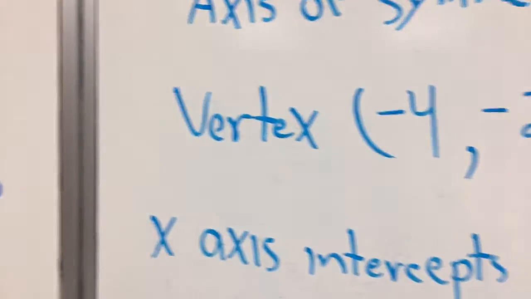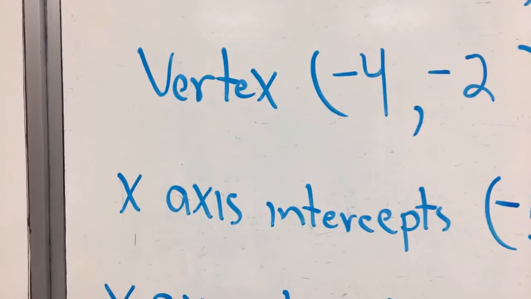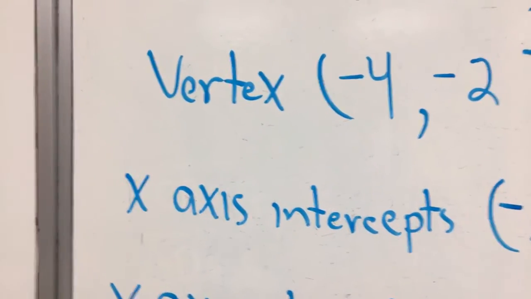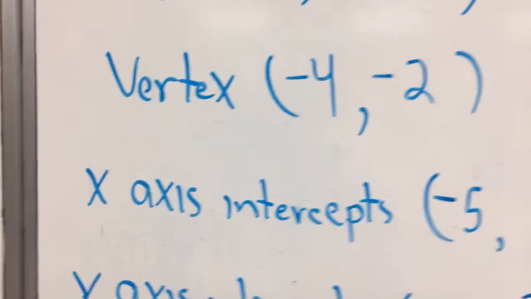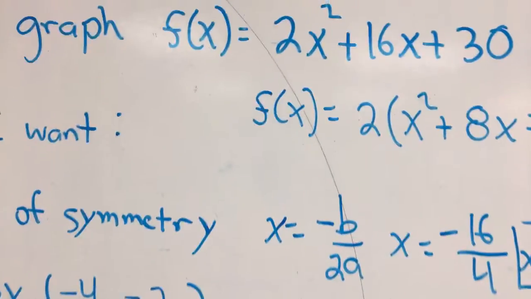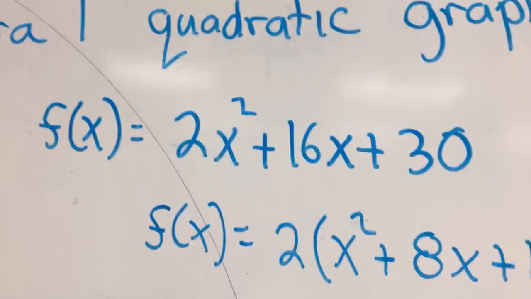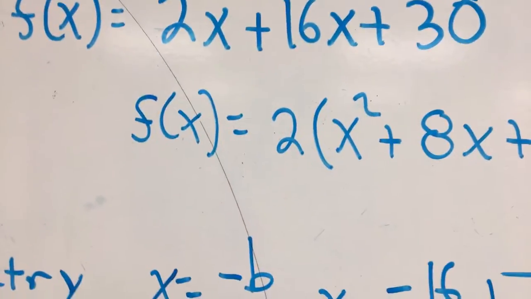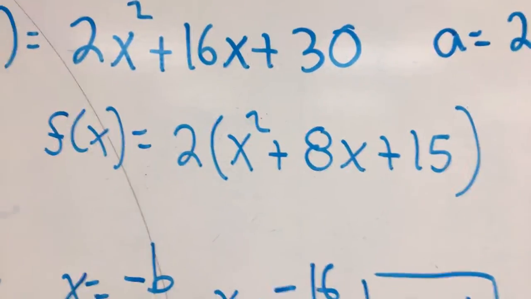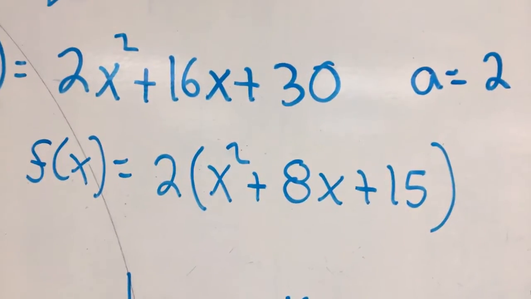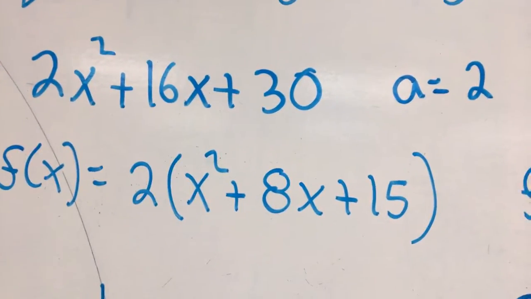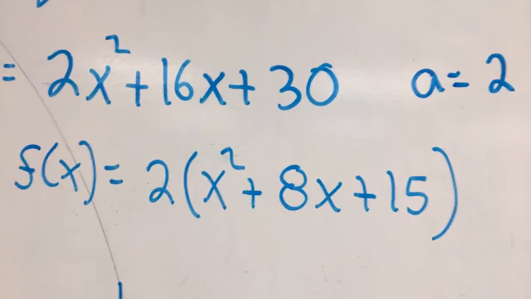Now, to find the x-axis intercepts, remember, every point on the x-axis has a y value of 0. That's why we spent the time factoring and solving. So let's take our original equation and factor it. Remember, we always look for a greatest common factor first, and we have one. It's a 2. Rip it out. Everybody has a 2.